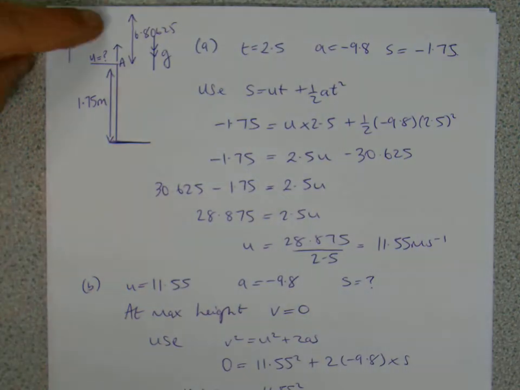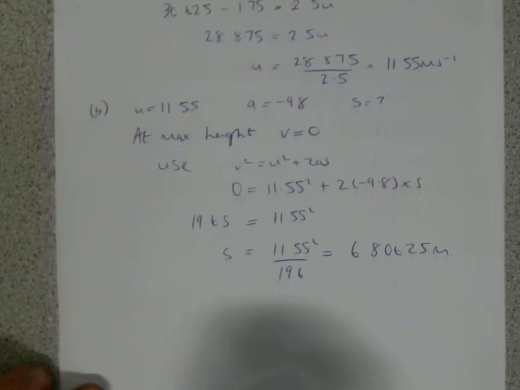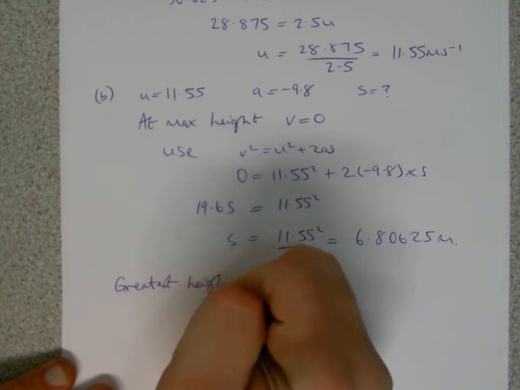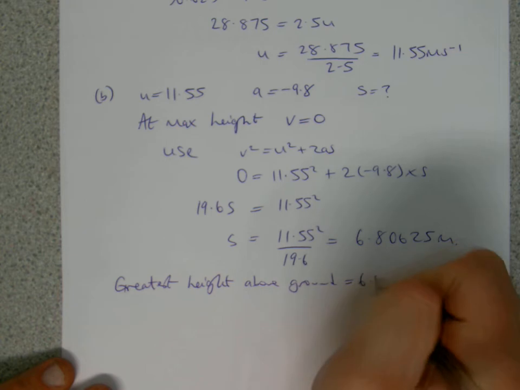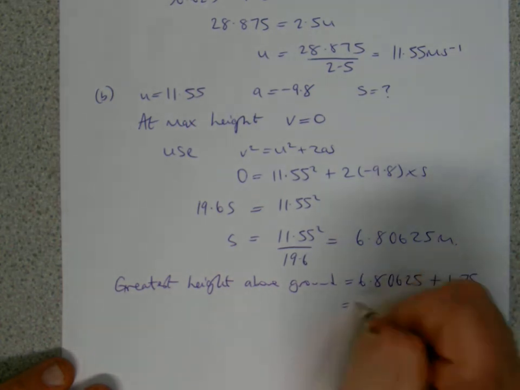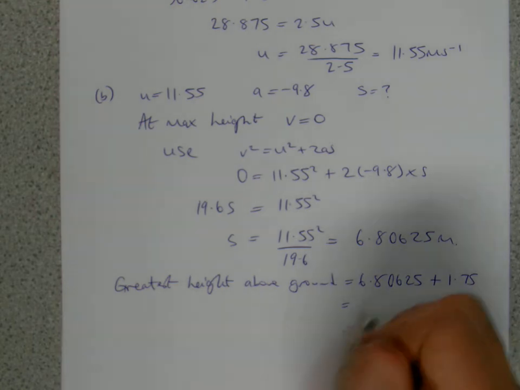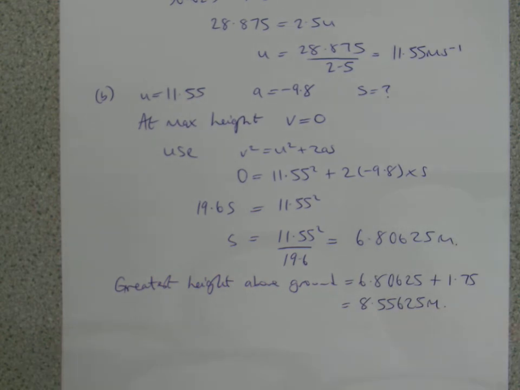But in terms of the greatest height above the ground, if you think about it, I need to add that 1.75 to it. So greatest height above the ground will be 6.80625 plus the 1.75. And I get 8.55625 meters.